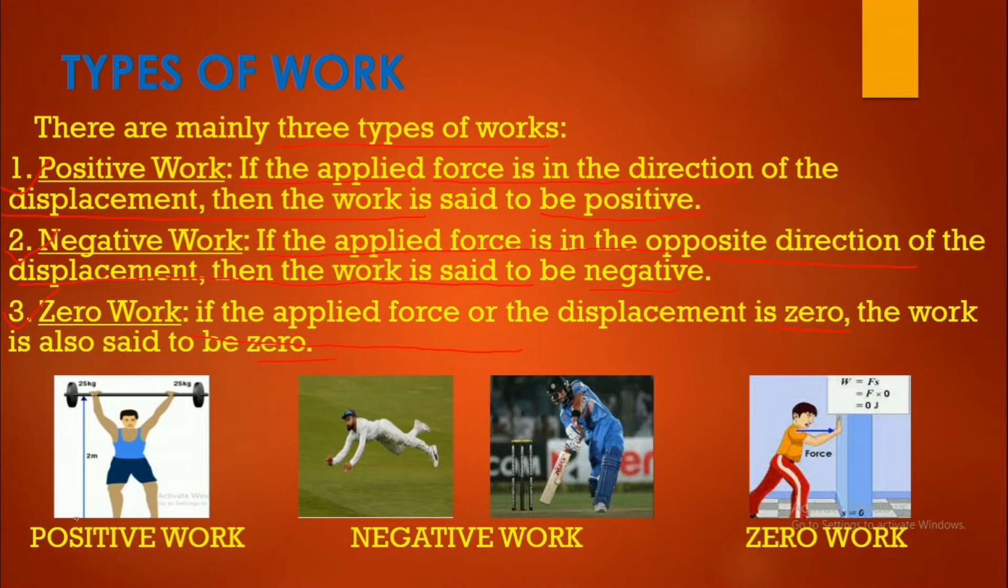We can see some examples here. This man is lifting a weight, and the displacement of that weight is in the direction of force, so it is positive work. Negative work: a fielder taking a catch is stopping the ball, force is applied in the opposite direction, so it is negative work. And this batsman is hitting a ball, so it is also negative work. These two were negative work. And what is zero work? No displacement is done. So you can see W is equal to FS, F into 0. If displacement is 0, then there will be 0 joule. Means no work is done here.